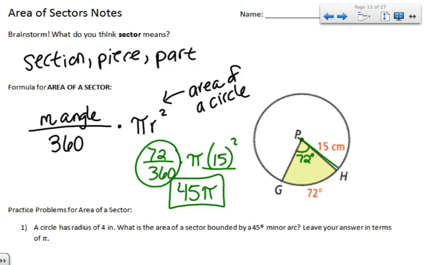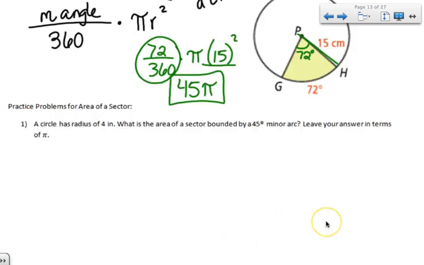Okay, so let's look at some problems. So you have a circle with a radius of 4 inches. So I'm going to draw a circle, and my radius was 4. And then what is the area of a sector bounded by a 45 degree minor arc? So let me draw a minor arc and say that that would be 45 degrees. Leave your answer in terms of pi.